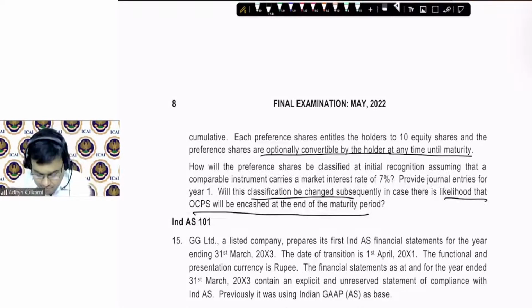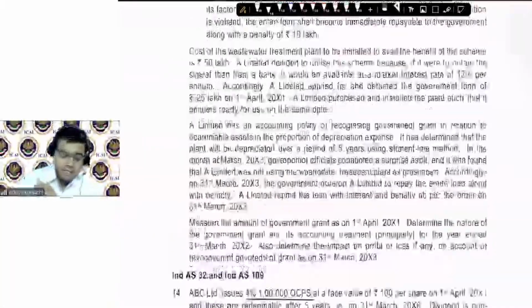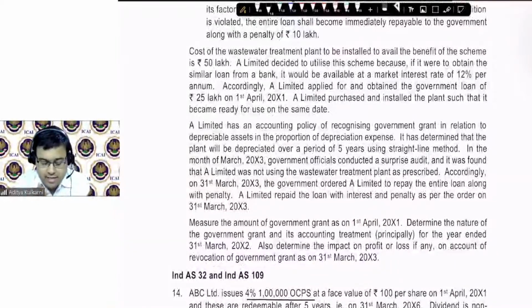Okay. All right, fine. Tell me, what is the nature of the cash flow? Is it optionally convertible or compulsorily convertible? बोलो यार.